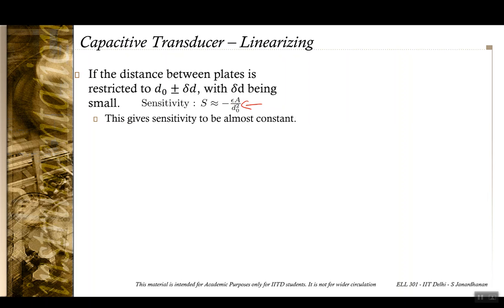and this is going to be a constant. So the sensitivity is approximately constant, and what you have here is that C would be equal to some C0 plus delta C, and this would now be equal to C0 plus S into delta D. But S is going to be a negative number, so the capacitance is decreasing, so this delta C is negative for delta D being positive.